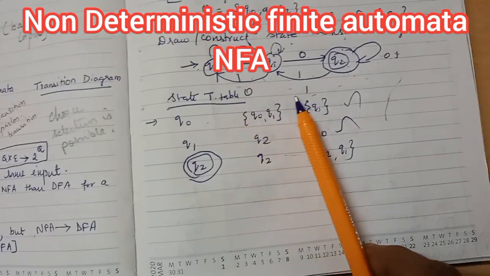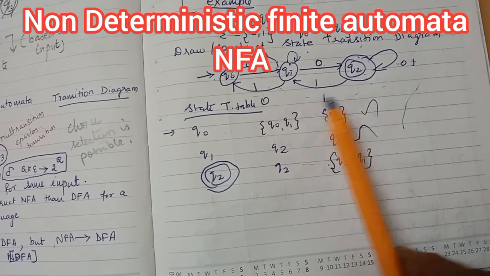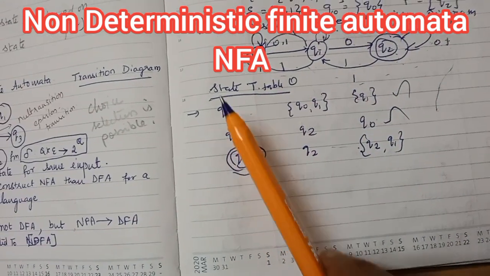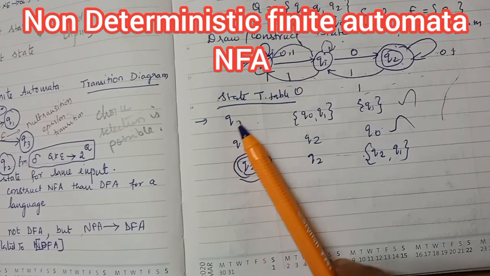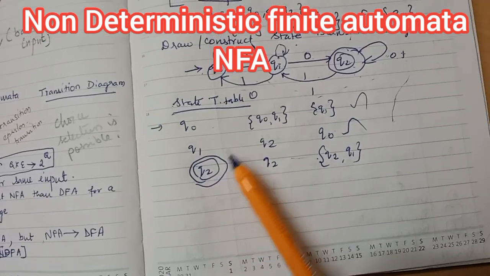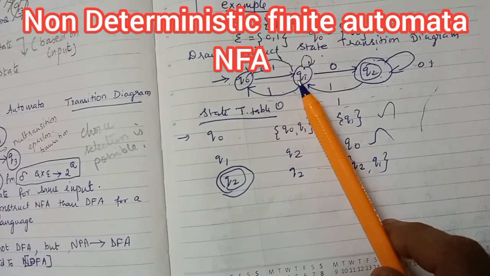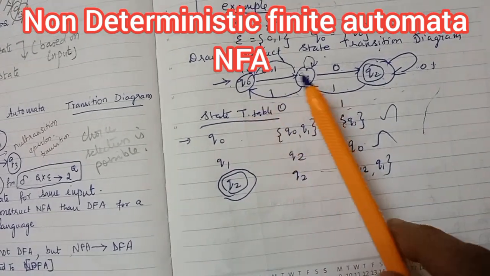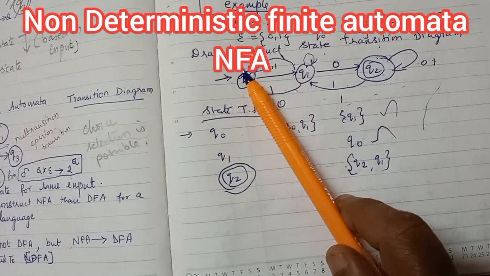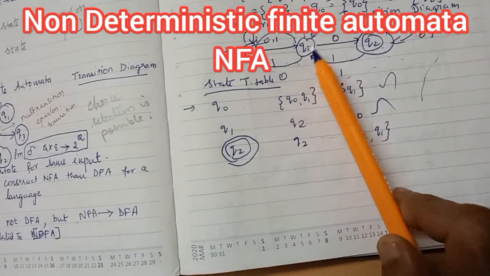So this is the state transition table. The input symbols are called the language, 0 and 1. The states are Q0, Q1, Q2. Q0 is the first state, and a double-circled state represents the final state. When the initial state is applied with 0, we get two different next states, Q0 and Q1, as represented here. When Q0 is applied with 1, the next state is Q1.